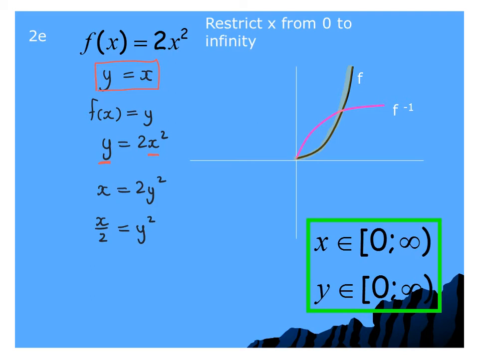And then what I want to do is take the square root of y. But it's important that I notice that I'm only worrying about the positives. So I'm only worrying about the positive result of the square root of x over 2 for y. And therefore, we could conclude that the square root of x over 2 is the inverse of the original function.